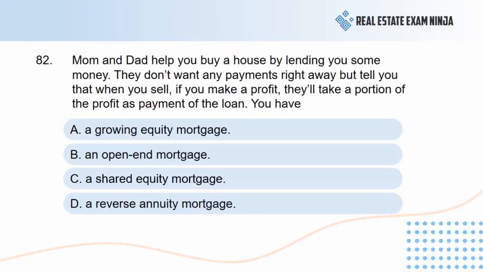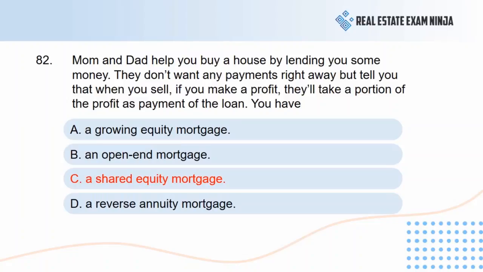Number 82. Mom and dad help you buy a house by lending you some money. They don't want any payments right away, but tell you that when you sell, if you make a profit, they'll take a portion of the profit as payment of the loan. You have A, a growing equity mortgage. B, an open-end mortgage. C, a shared equity mortgage. D, a reverse annuity mortgage.